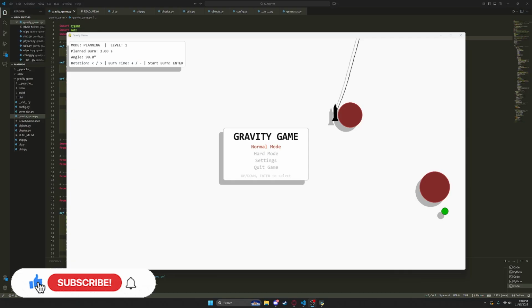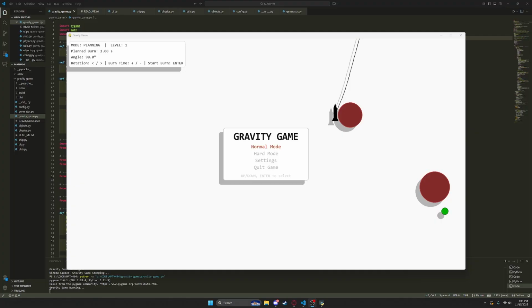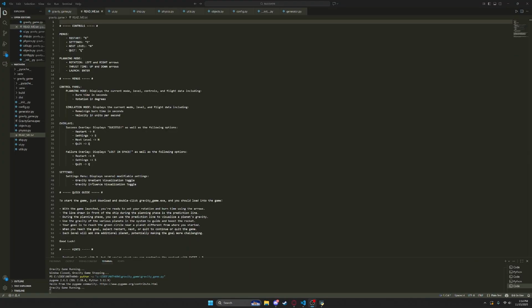Alrighty, so welcome. This is the demonstration of my orbital physics simulation. This is a pretty simple 2D game. It's built entirely in Python, but it does model real-life Newtonian physics. So before we get into the demonstration, here's a quick overview of the game.